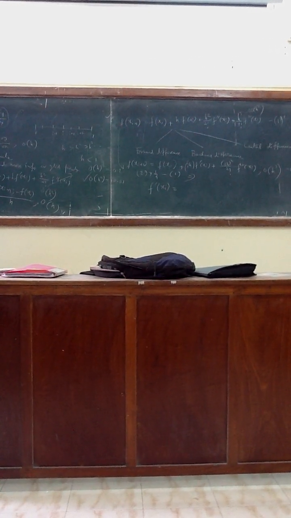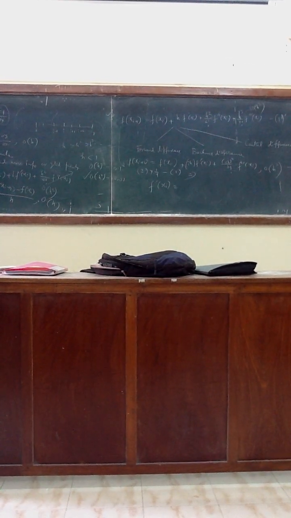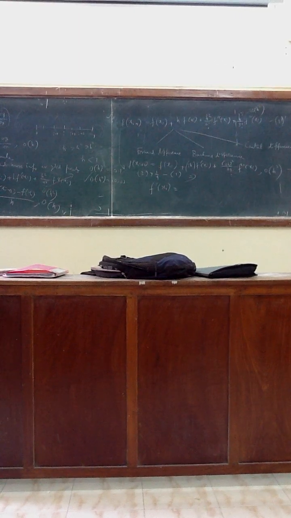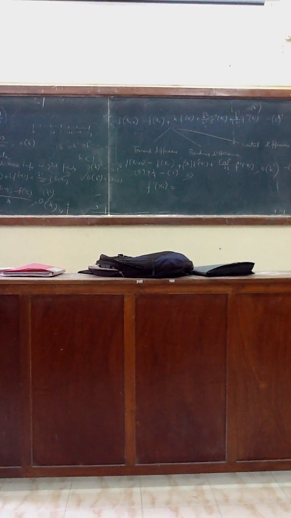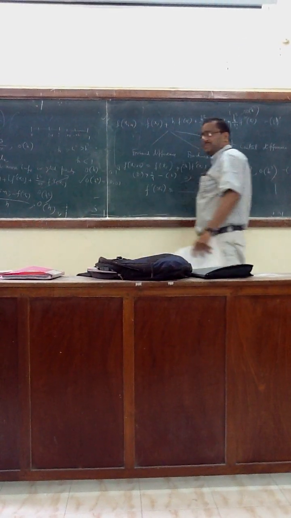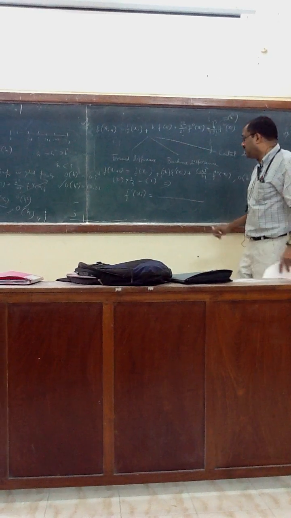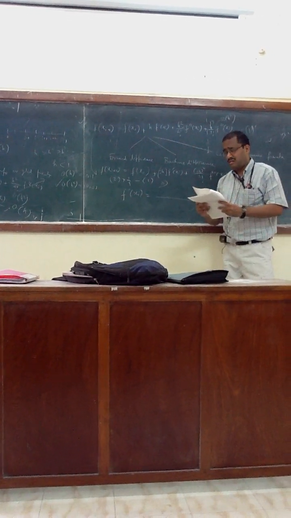You multiply the second equation by 1 by 4 and then subtract. What is that? f of xi plus 1, you will get. See, f prime of xi, what is the denominator term? h. h by 2.